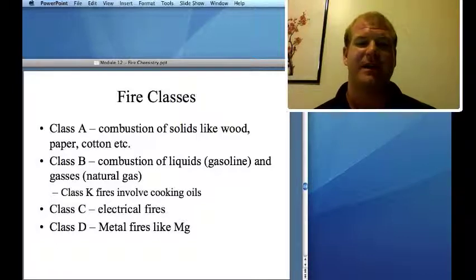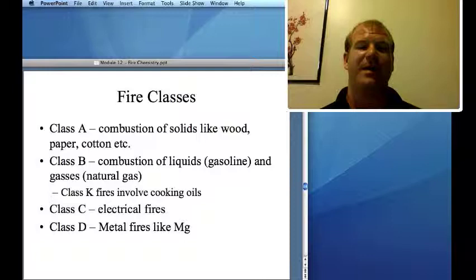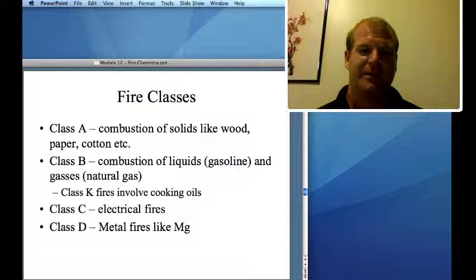Electrical fires is class C. So this can include class A or B, but if electricity is also involved, class C. Class D are metal fires, like magnesium. So the rims on your tires in your cars, those have magnesium, and those will burn. That's a Class D fire.